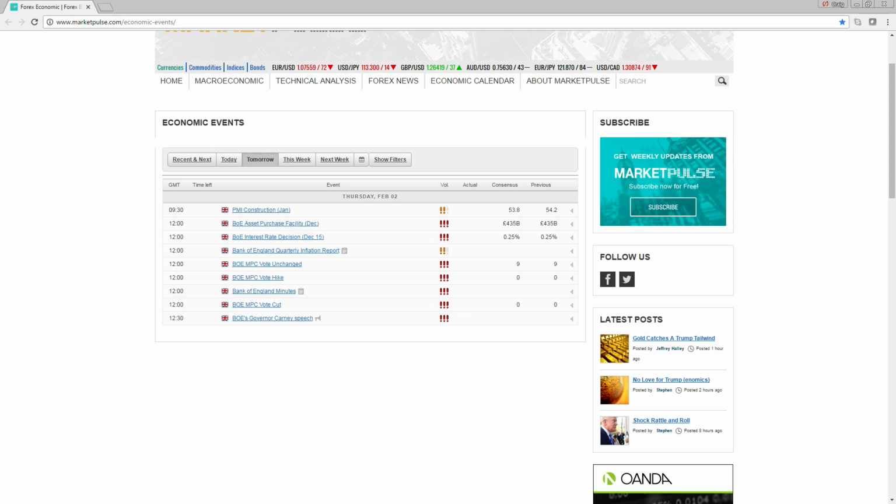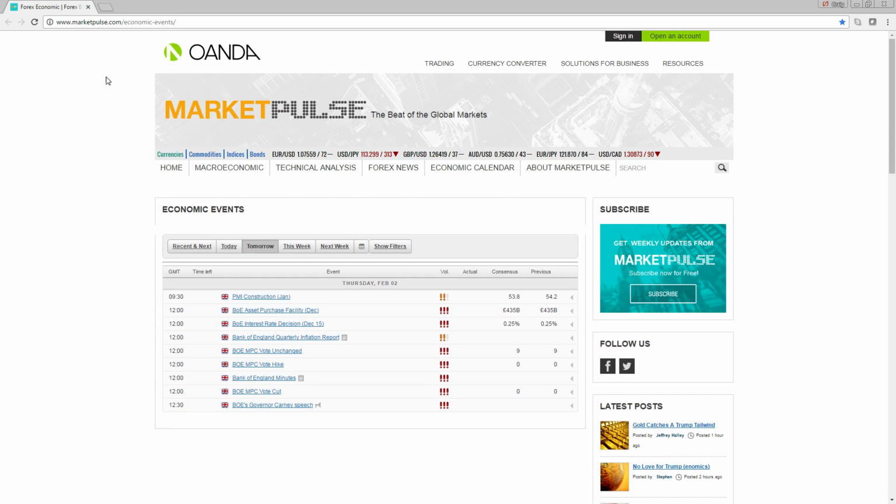Now, this is the economic calendar that can be found on the OANDA MarketPulse website. That's www.marketpulse.com. You click on this tab right here, and that'll take you to our economic calendar. And when you narrow it down with the filters, you'll get tomorrow's UK economic data, which is the construction PMI, and the Bank of England announcement.